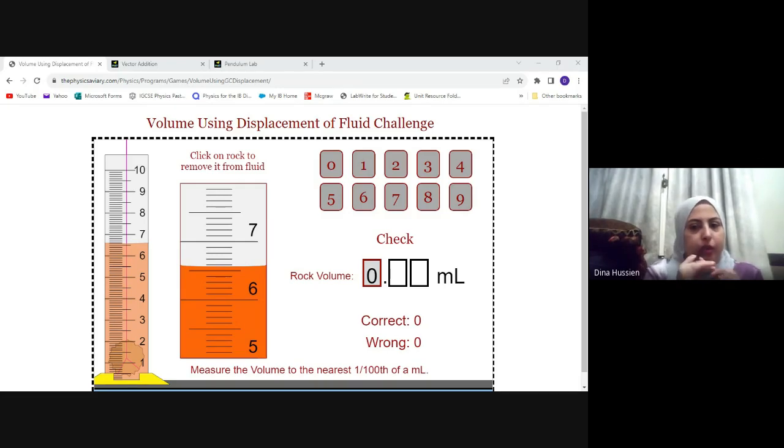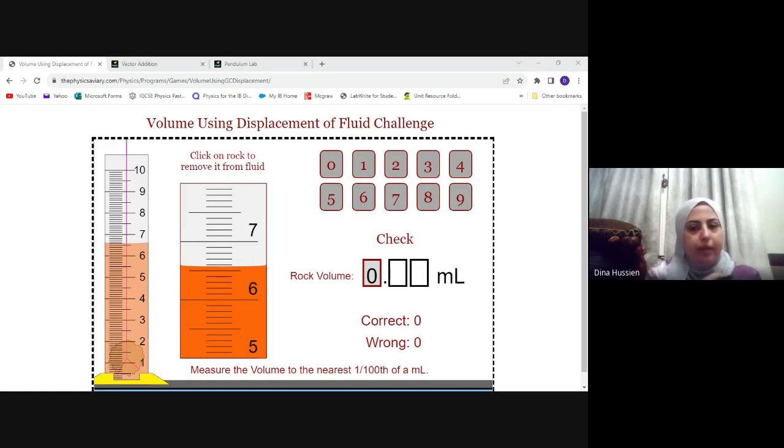Or to write this in a better way, because these precautions will be for us in Paper 6, what should I say? Take the reading from the bottom of the meniscus. Okay, what else? The rest of you?